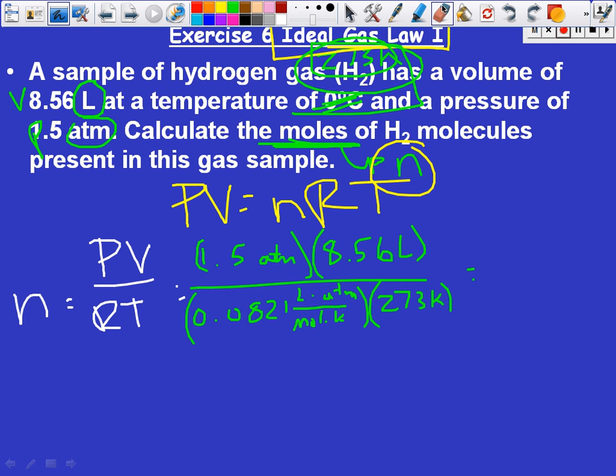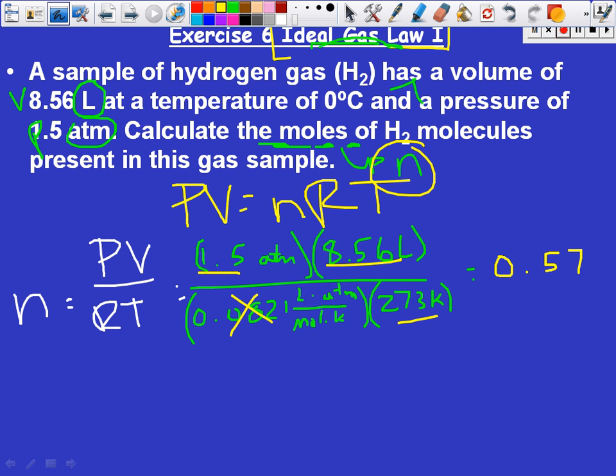Sig figs. Really, really important that you use the correct sig figs. They give us 0, but again, we don't ever really want to use 0 here. So we're just going to say 273 is 3 sig figs. You never count a constant in terms of sig figs. So there's 2 sig figs in 1.5, and there's 3 in 8.56. So my least number of sig figs is 2, so my answer needs to be 2 sig figs. So the correct answer here is 0.57.